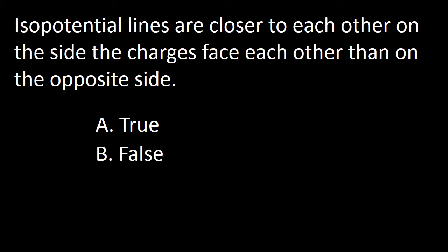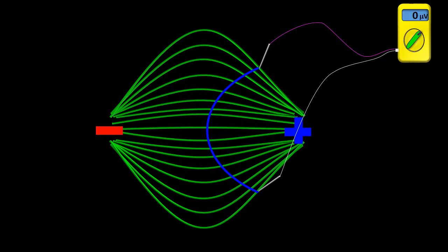Next question. Isopotential lines are closer to each other on the side where the charges face each other than on the opposite side. A, true, B, false. In this frame, I am representing the segment of the isopotential line that we previously delineated using the voltmeter. I changed the color to blue because it is on the side of the positive charge.